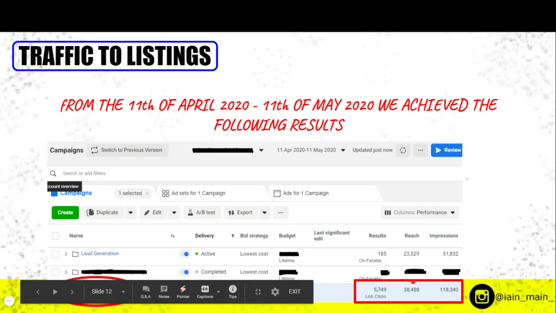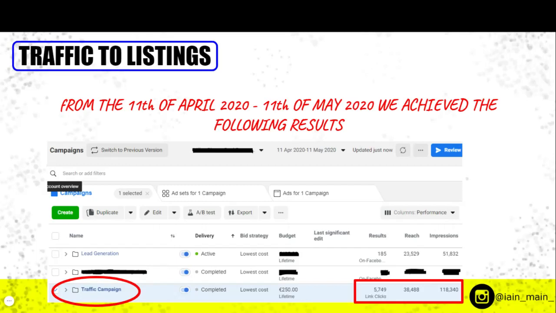5,749 clicks through to different listings. We reached almost 40,000 people and we had 118,340 impressions. Again, the ad was shown over 100,000 times. Between the 2 campaigns here, the ads were shown over 170,000 times. This is brilliant for brand awareness, and social media, hands down, without a doubt, is the best way to build your brand online in 2020.